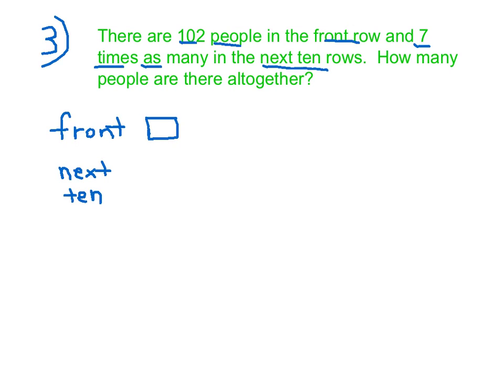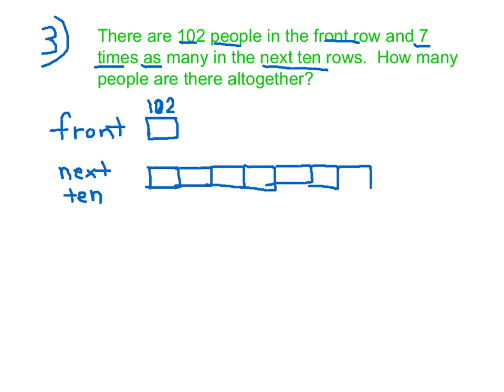Now I go back and draw each section of my sentence. There are 102 people in the front row, so I actually know how many there are in this part. There are 102 in this part, and 7 times as many in the next 10 rows. So there's 7 of these, 7 times as many. 1, 2, 3, 4, 5, 6, 7. Okay, my drawing's a little off tonight, but sort of. Now the question is, how many people are there all together?